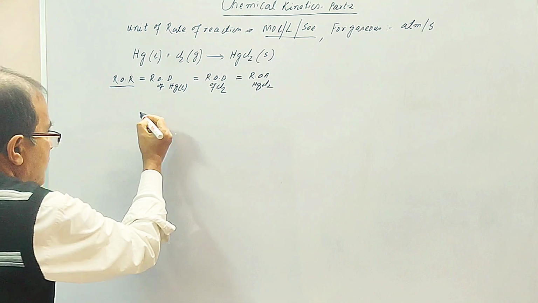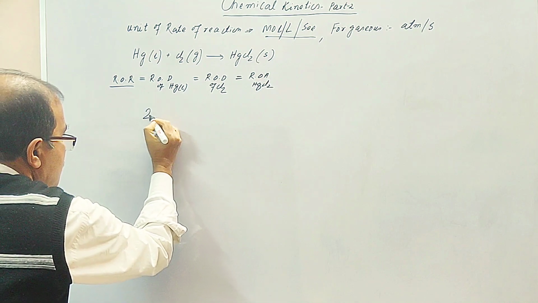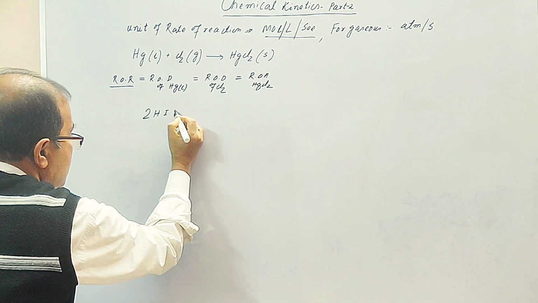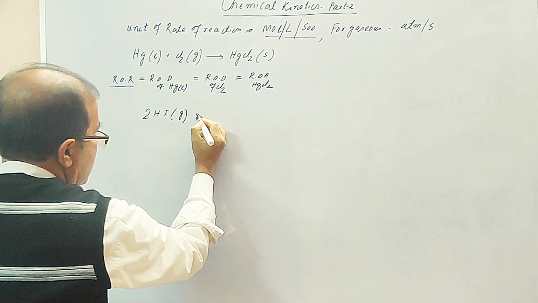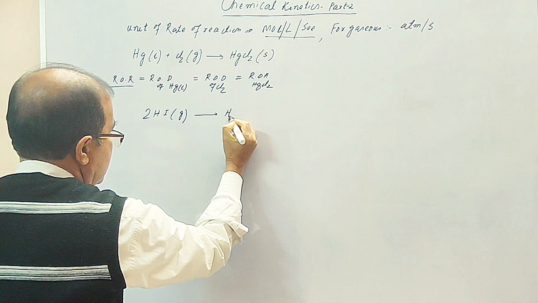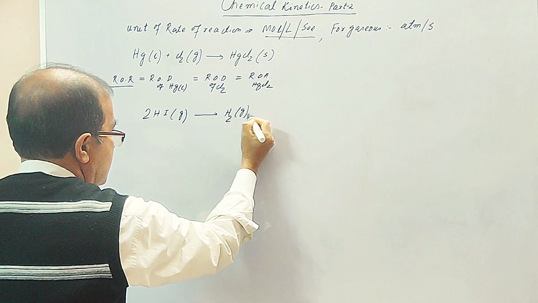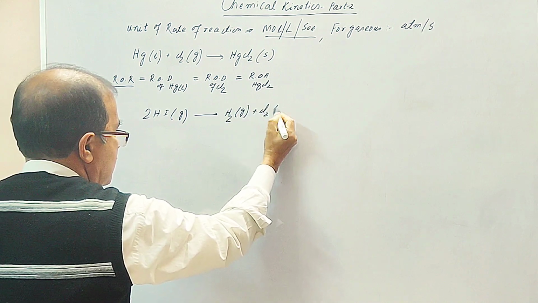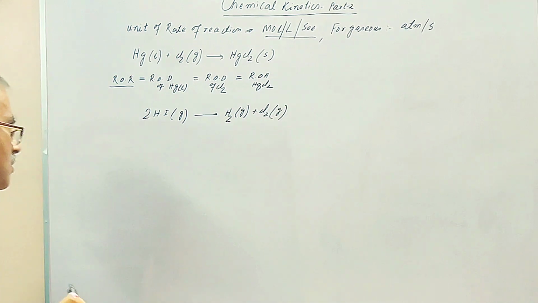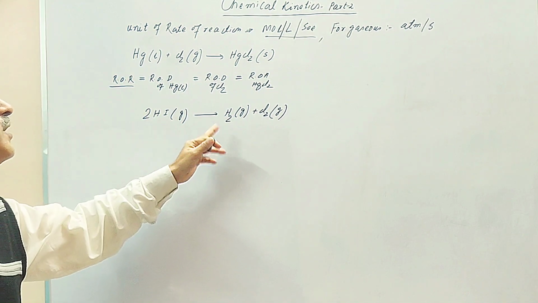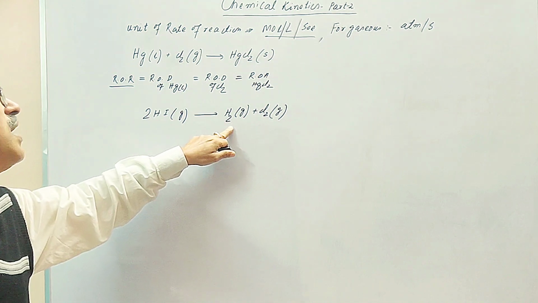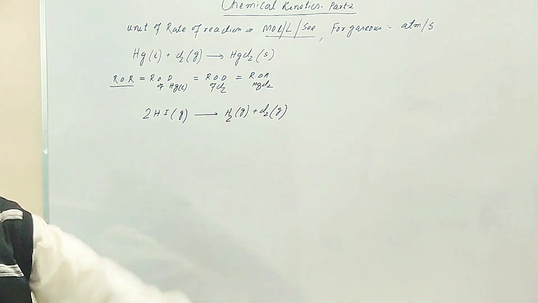But when we take this reaction, suppose, okay, for this reaction, how do you write? Here you can see the rate of disappearance of HI is not equal to the rate of appearance of H2 and the rate of appearance of this.